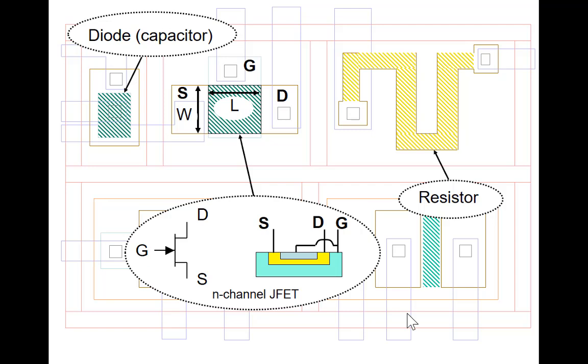Upper left is a diode, or a varactor diode, or capacitor. A lot of times we'll reverse bias the PN junction and use it as a capacitor. And on the upper right is a P-base resistor. Okay, so there's the device we're going to form.